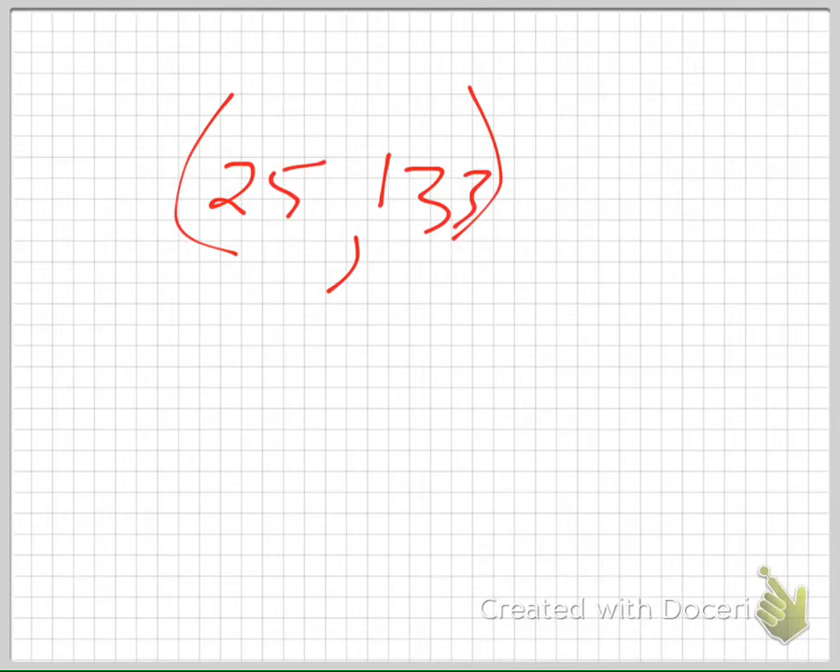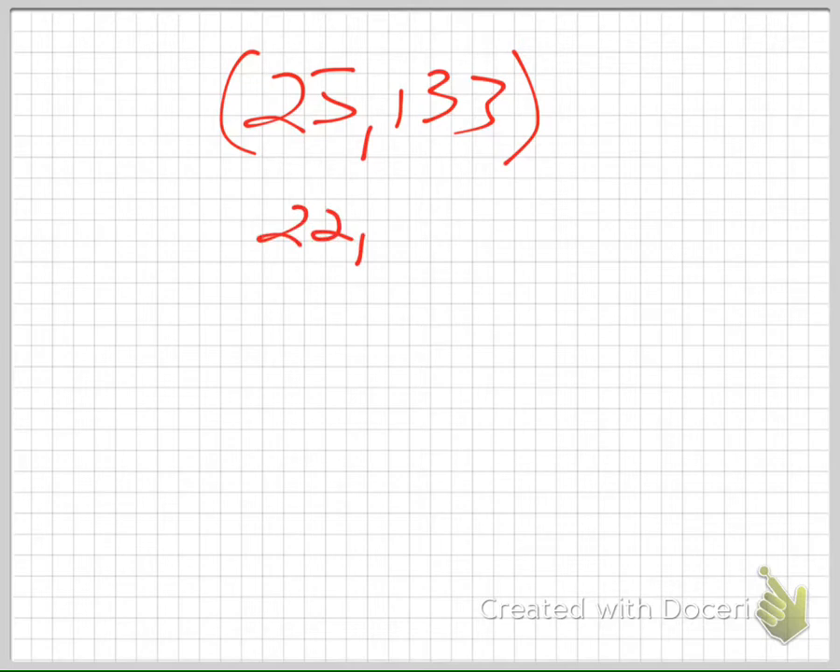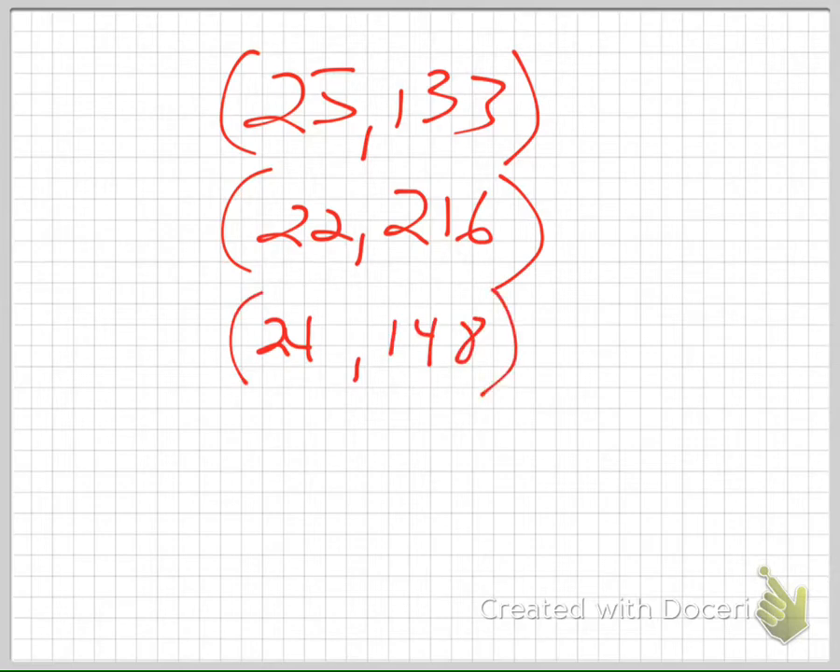And we could graph this way. That could go on the graph. The next homeroom, 102, could be 22, 216. It could be 24, 148. Do you see what I'm saying? We could graph that. The relation is the set of coordinates. Once you write down all those coordinates, the 25, 133, 22, 216, the 24, and 148, all of these things form what's called a relation.